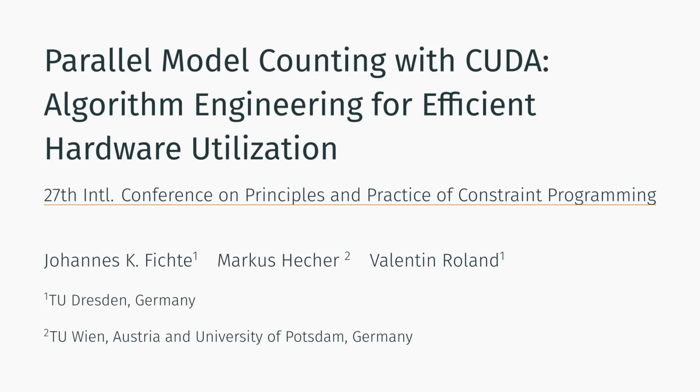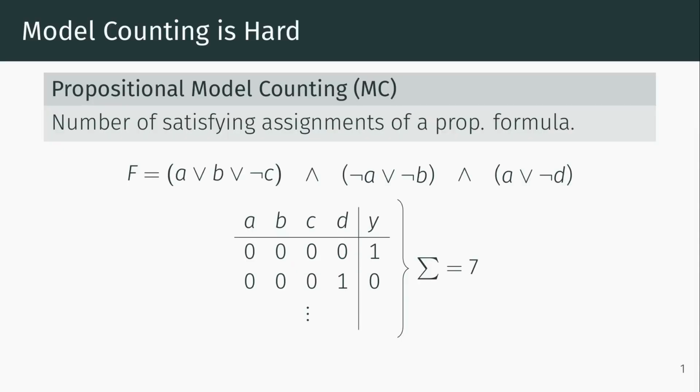Hi, I am Valentin Roland, and today I will talk about how we can use the massively parallel compute resources of modern graphics hardware to accelerate propositional model counting. This is joint work with Johannes Fichte and Markus Hecher.